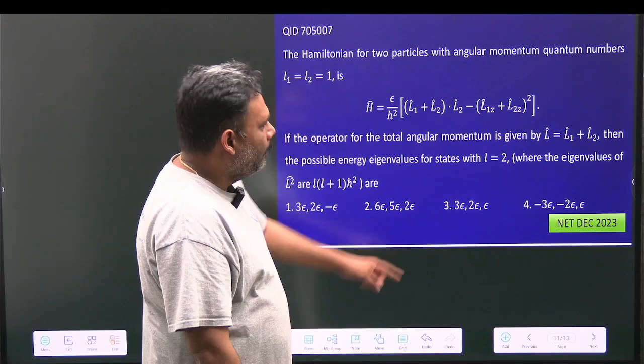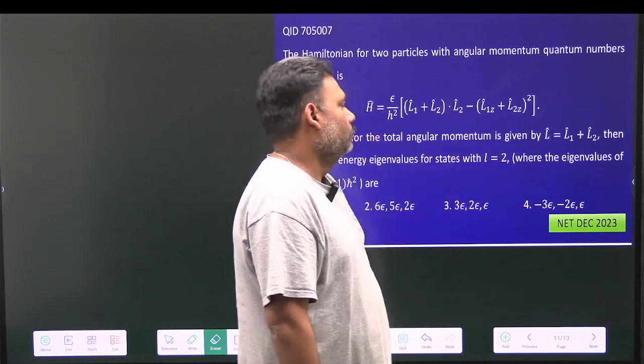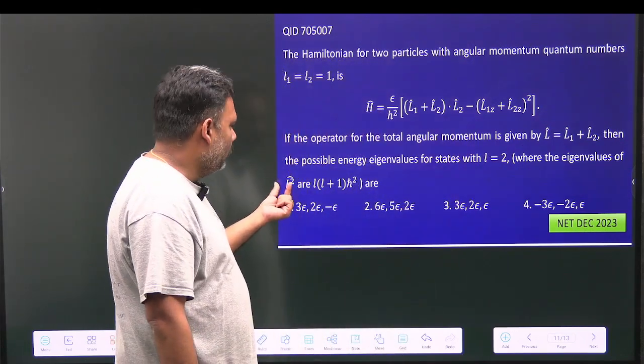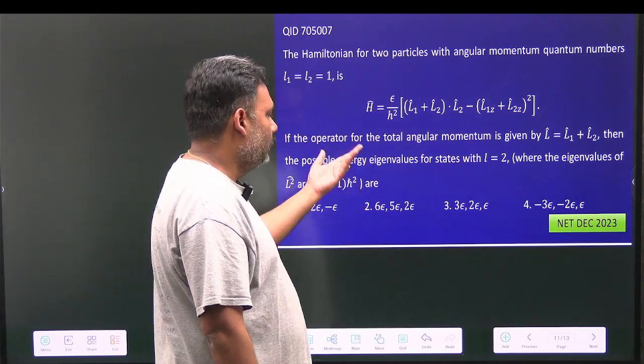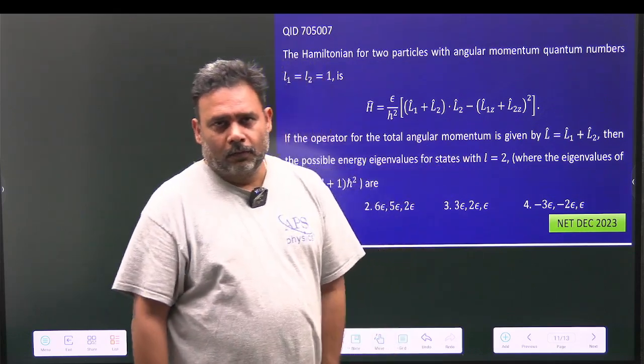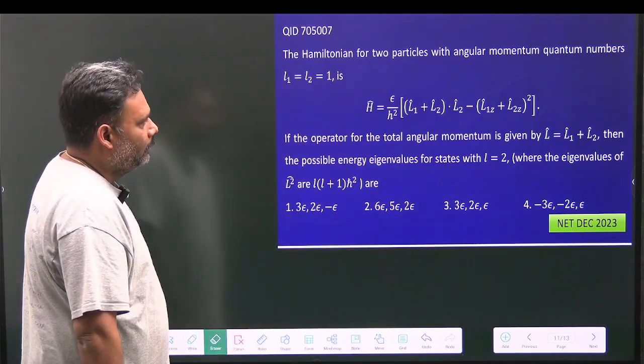What we have to do is find the eigenvalue for L is equal to 2. And we know that the eigenvalue of L square is equal to L into L plus 1 times h cut square. So what will be the eigenvalue for the case L is equal to 2? So students, let's try to move to this particular problem. This is an awesome problem.